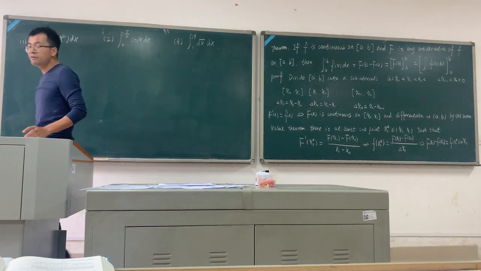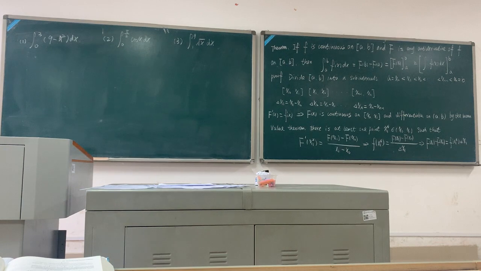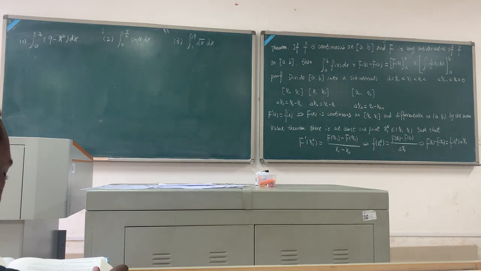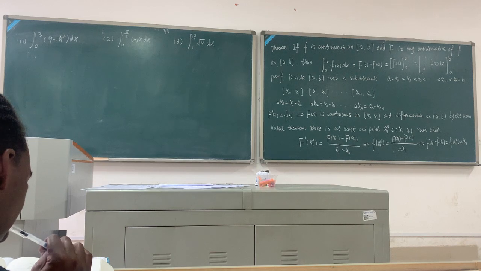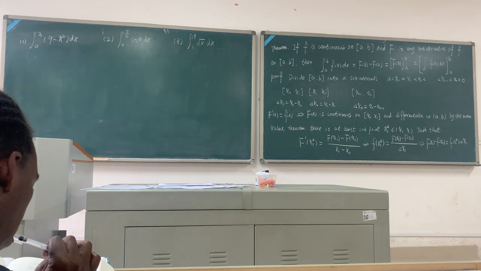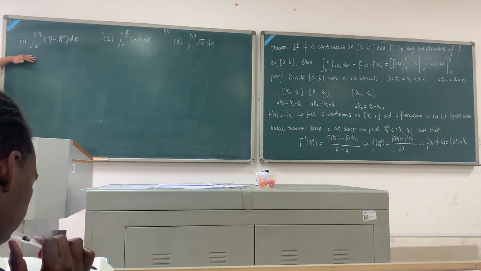So now we first see three examples. The first example is find the definite integral of 9 minus x squared from 0 to 3, okay? The second is find the definite integral of cosine x from 0 to 1/2 pi. The third is find the definite integral of the square root of x from 1 to 9, okay? So here now we use the result. Okay, so the first one here.